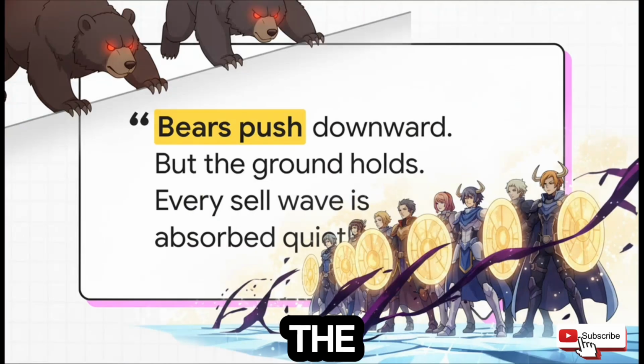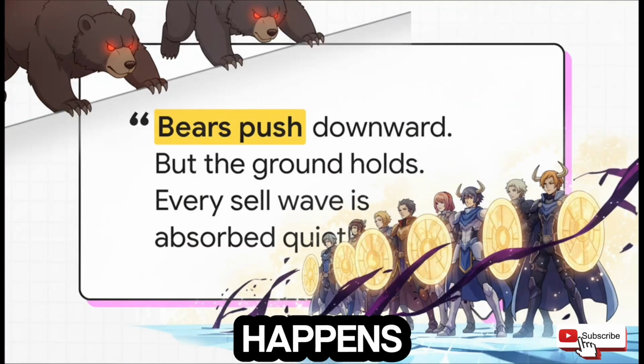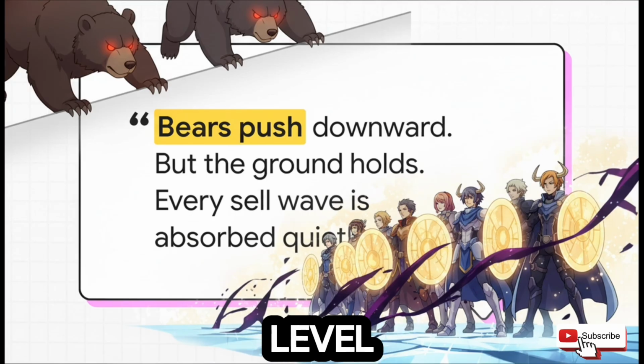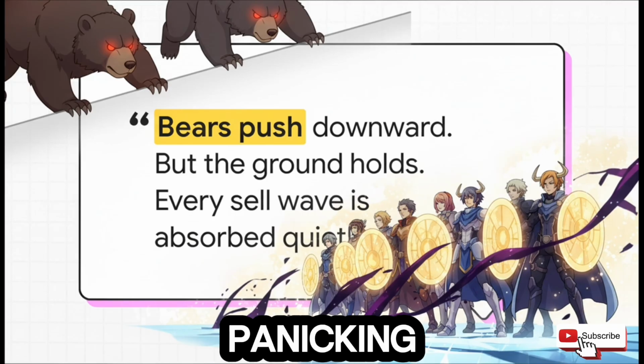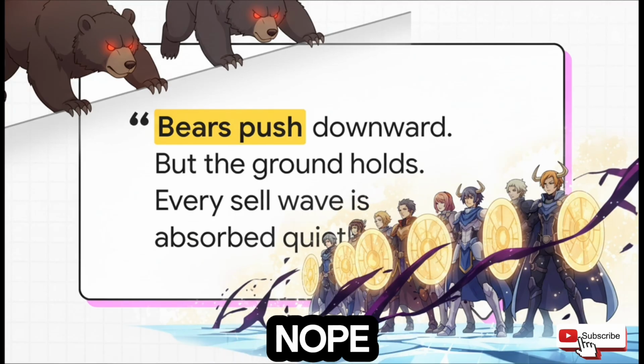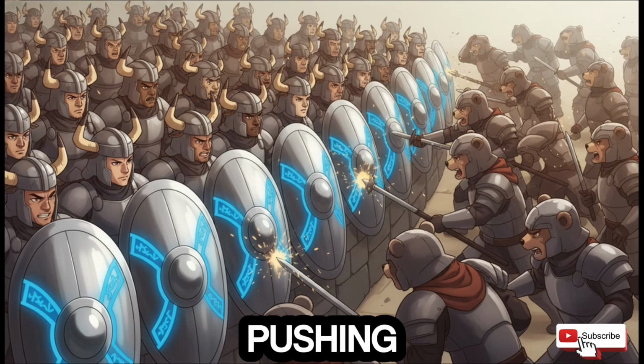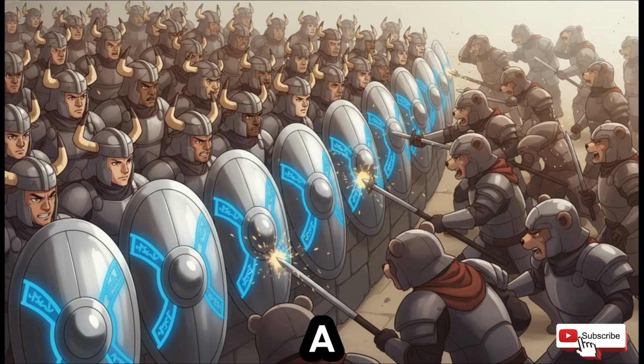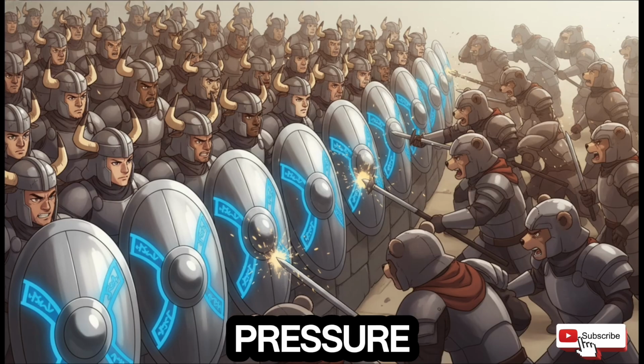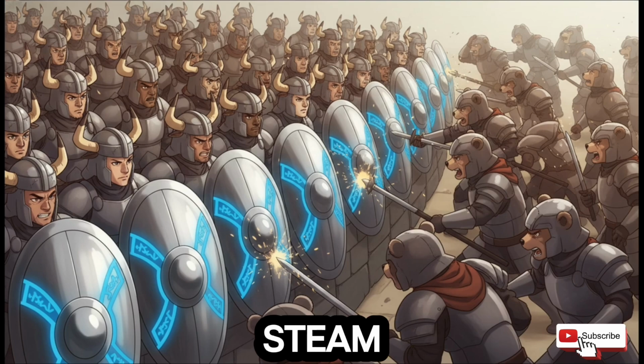Okay, now let's flip the entire map over. What happens when the bears attack a support level? Well, the bulls aren't panicking and chasing price down. Nope, they're locking shields, forming that wall, and they just quietly absorb every single wave of selling, just holding their ground. You see how it's a perfect mirror image of what the bears do? The bulls don't win by pushing up aggressively here. They win by being a sponge, just absorbing all that pressure, until the bears simply run out of steam. It's a battle of attrition, plain and simple.